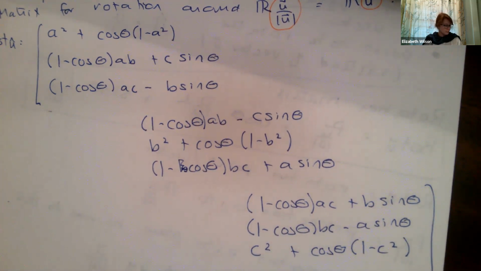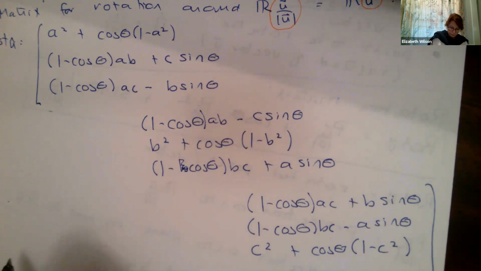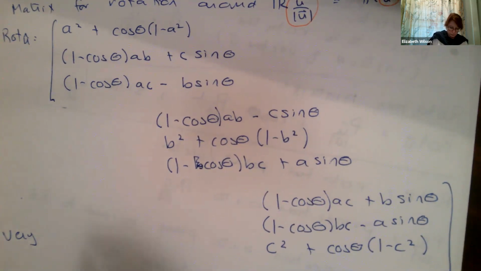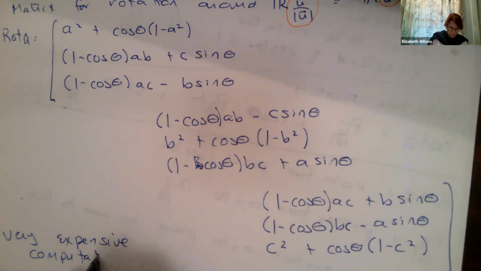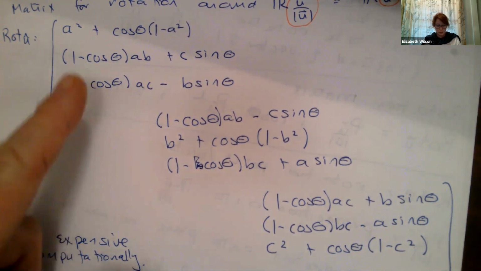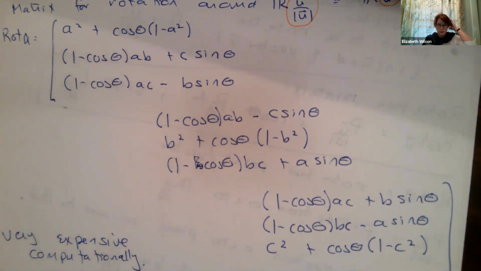Okay, so there's a lot. It's very expensive computationally, right? There's a lot of cosine calculations, sine calculations. Those are more expensive. The b squareds are all a lot of multiplications and stuff. I'll let you finish writing that, and then I'll give you the individual matrices.